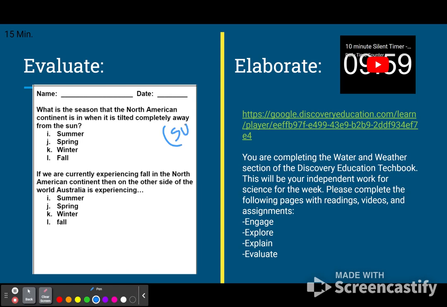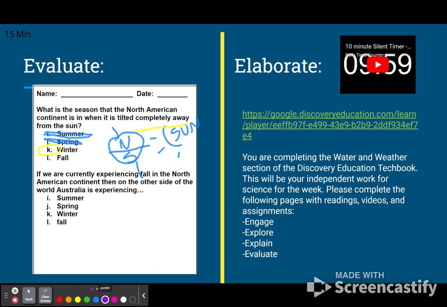Here's our sun. Here's Earth. And here's our axis. Here's the northern hemisphere and the southern. So we're tilted completely away. So it's definitely not summer because we have to be tilted towards. And I don't think it's spring. But if it says completely away, that makes me think it's winter, and winter would be correct. See how I annotated crossout answers to help me solve this problem.